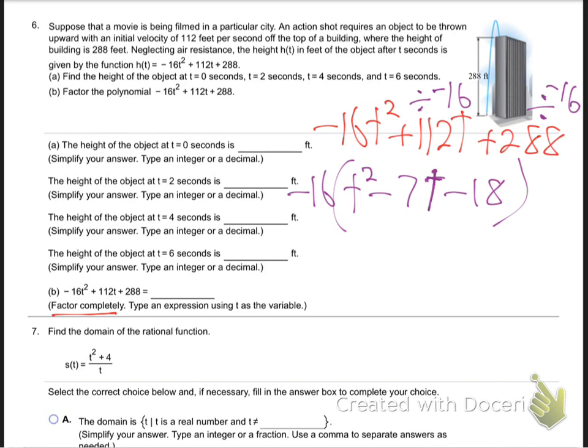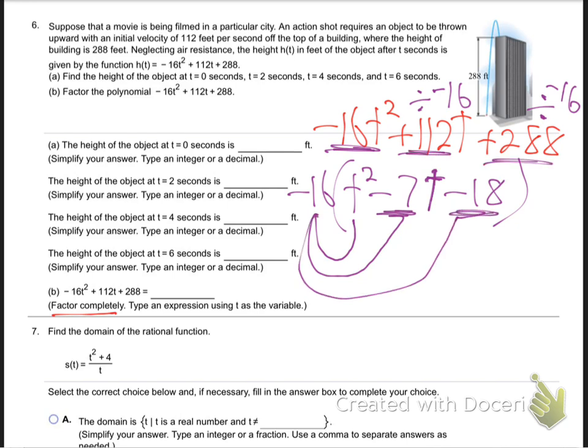Everybody with me on that? Remember the sign stuff? Right, double check it. Minus 16 times t squared would go back, wouldn't it? Minus times minus would go back to plus, wouldn't it? Good so far? Remember that? Taking out GCF, what's in common? That chapter on factoring. Okay.